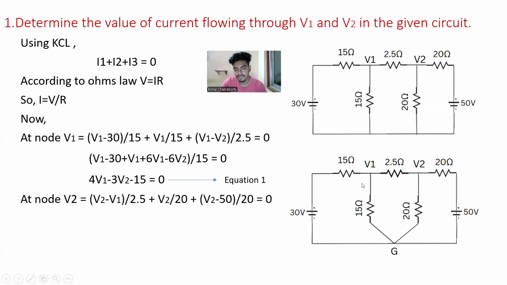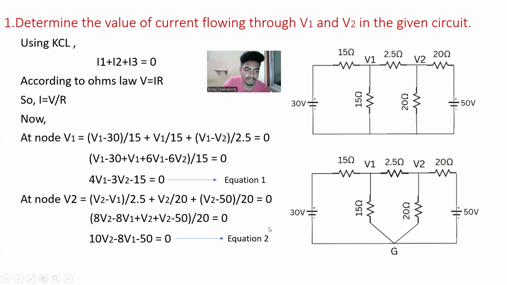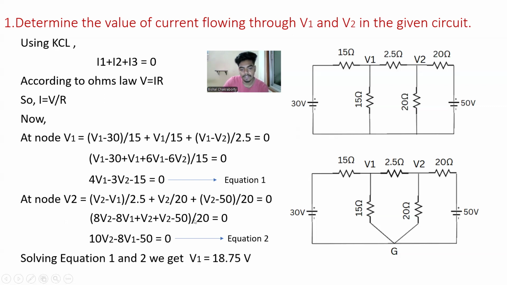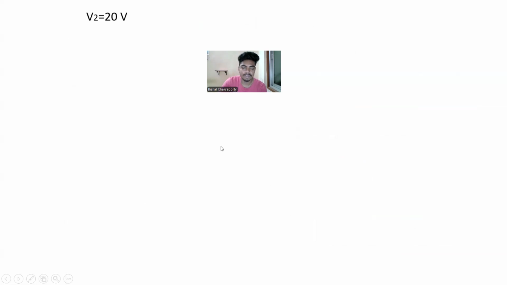For the first node, we assumed V1 as the higher potential in the whole circuit. Now we are assuming V2 as the highest potential in the whole circuit for node 2, for solving node 2. So now V2 minus V1 by 2.5. When we simplify this equation, we get a simpler equation as this. And when we solve both equations, we get the V1 value as 18.75 volts and the V2 value as 20 volts.